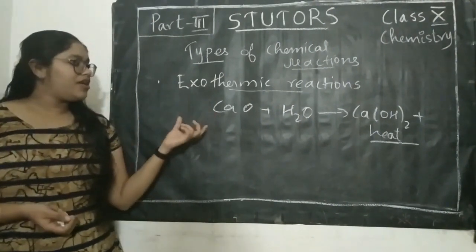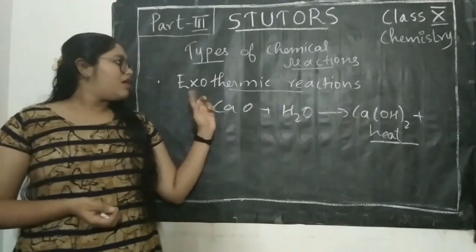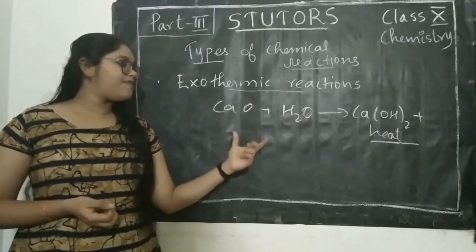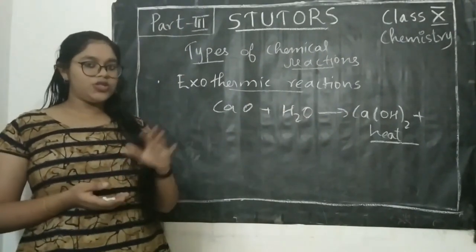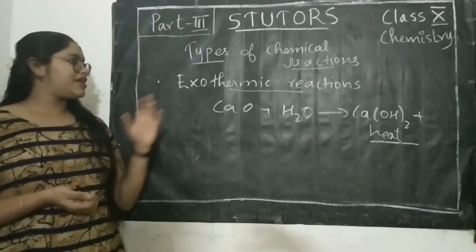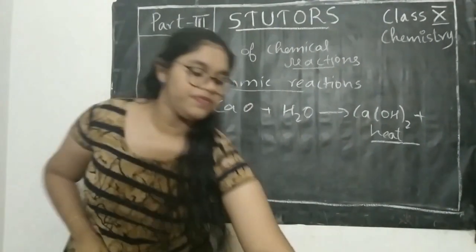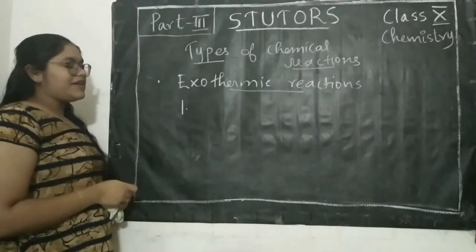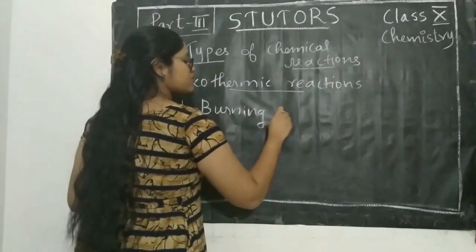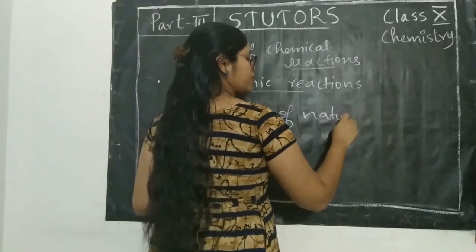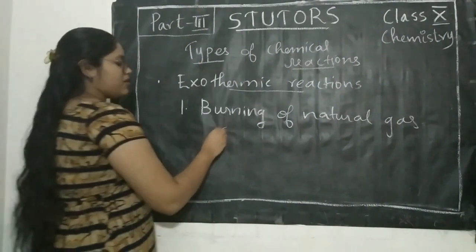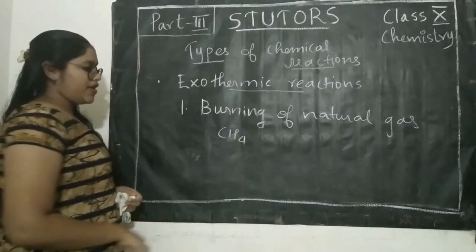It's a reaction where heat is released after the reaction. Another reaction is named endothermic reaction, where heat is utilized for the reaction. Actually, we don't have that part to learn here. Anyway, I just mentioned that. Now, let's discuss some of the examples of exothermic reactions. The first example is burning of natural gas. We take methane as an example for natural gas.